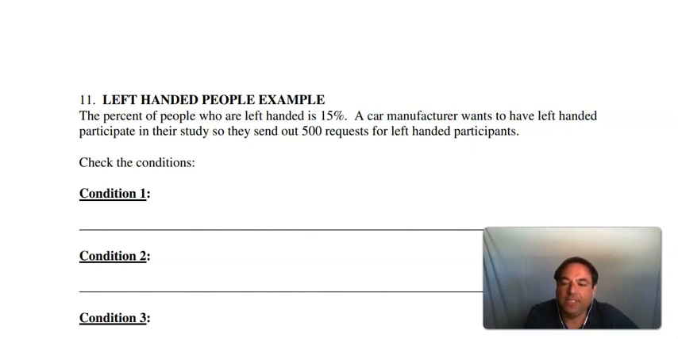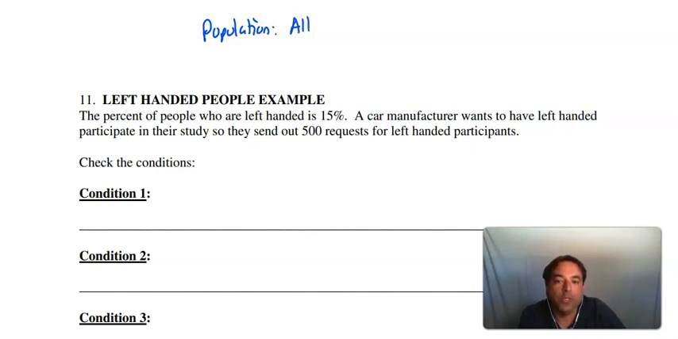Okay, for question 11, it says the percent of people who are left-handed is 15%. A car manufacturer wants to have left-handed people participate in the study, so they sent out 500 requests for left-handed participants. So first of all, let's talk about what's given. Your population is not going to be all left-handed people because we're looking for left-handed people. So 15% of all people, which is the population, are left-handed.